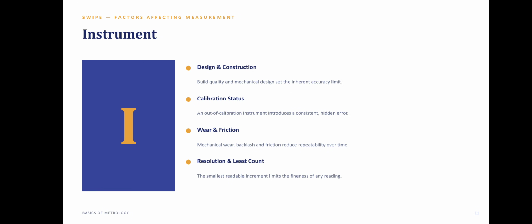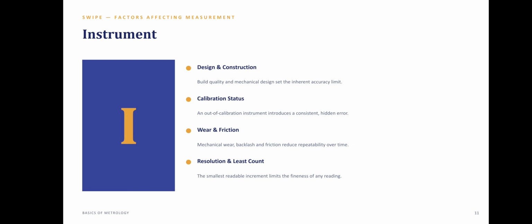The third one is the instrument: design and construction, calibration status, wear and friction, resolution and least count. These are the important points included in the instrument to find out the accurate value of a particular product or material. The first one is design and construction: build quality and mechanical design set the inherent accuracy limit. Calibration status means an out-of-calibration instrument introduces a consistent hidden error.